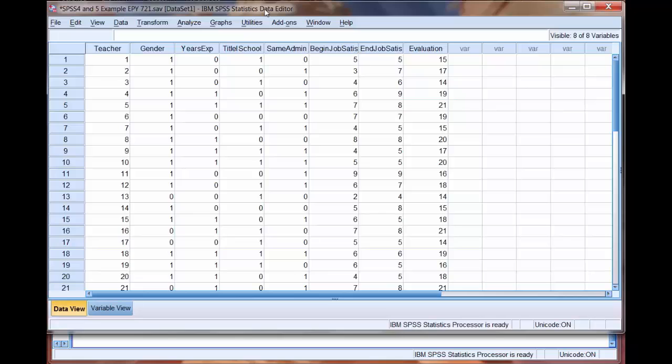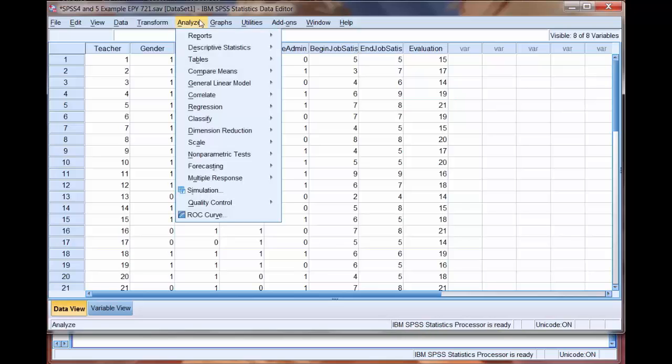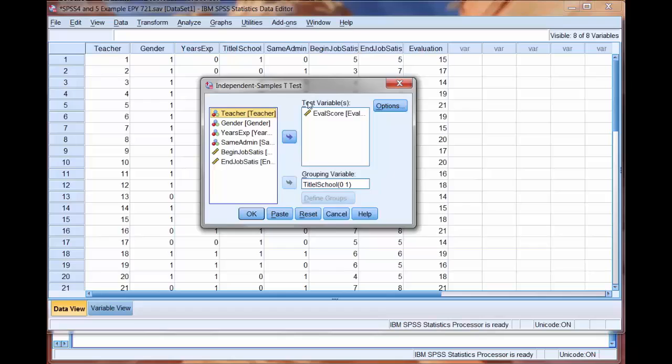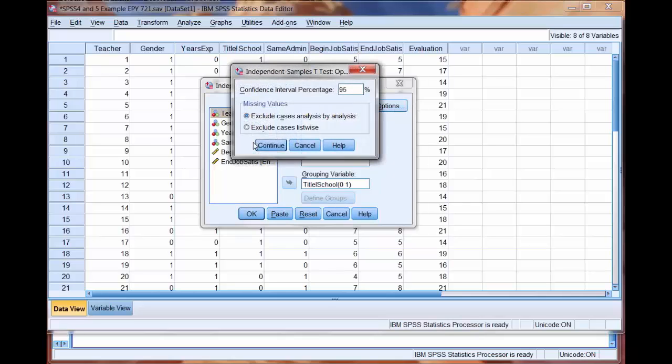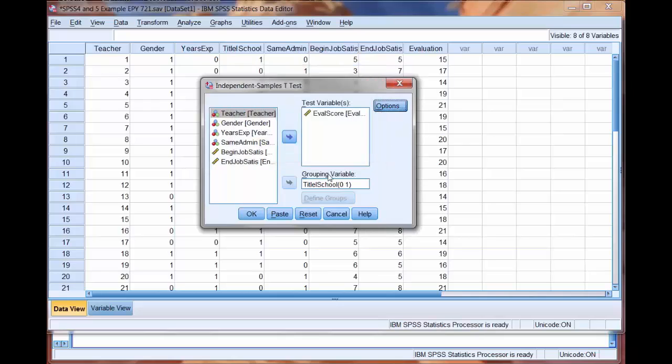I'm going to go back to my data editor. I'm switching between these two windows. And now I'm going to analyze it. I'm going to compare the means, independent samples, t-test, and here's my dependent variable, my options. I'm going to leave all of this the same. But my grouping variable needs to change.